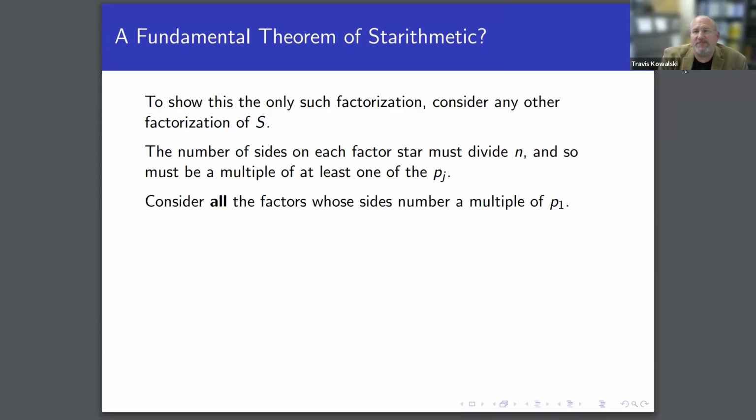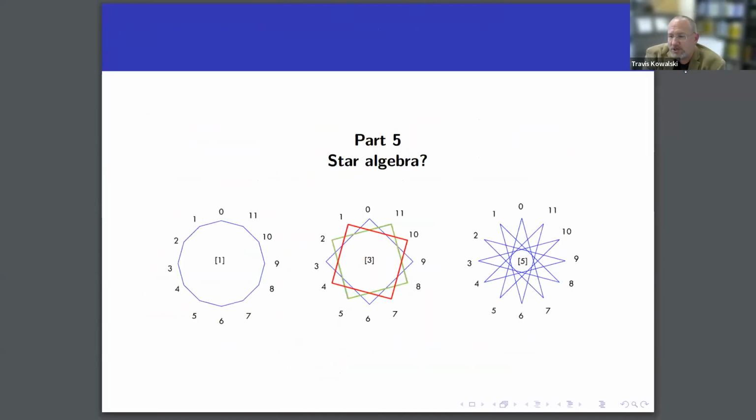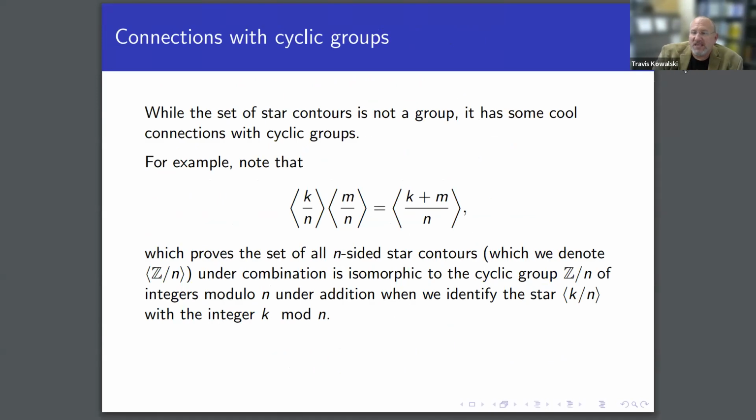Now, we're kind of running short on time, so I'm going to skip the proof of this just to end with 2 observations. Even though this collection is not a group, it has a really nice relationship to cyclic groups. The set of all n-sided stars is actually isomorphic to the cyclic group Z mod n.